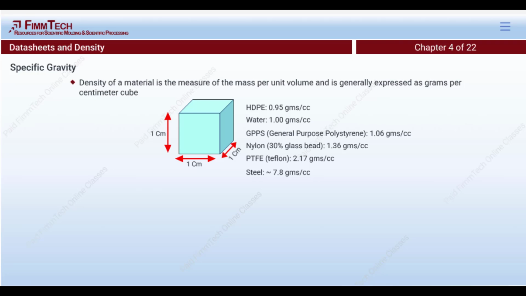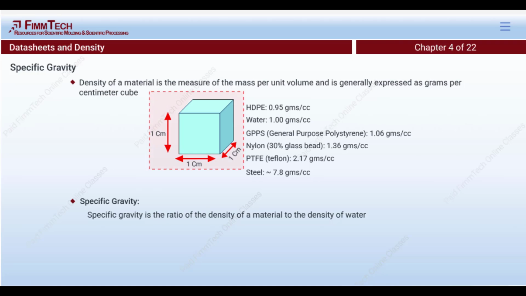In some data sheets, you'll see the term specific gravity and you will not see the term density. Specific gravity is nothing but the ratio of the density of the material to the density of water. So if this cube is made out of water, just visualize it. If this cube is made out of water, then this is going to weigh exactly 1 gram. So we say the density of water is 1.00 grams per centimeter cube. We are lucky with this number because it's exactly equal to 1.